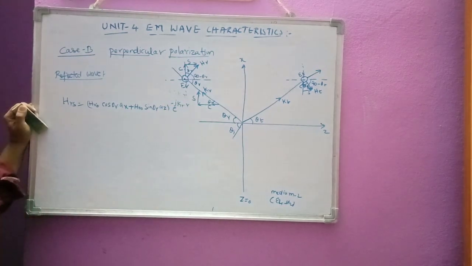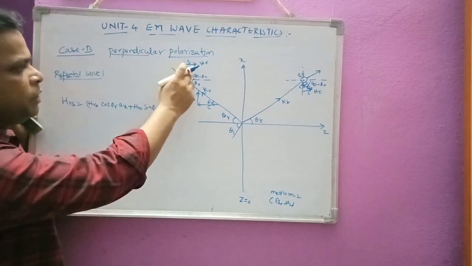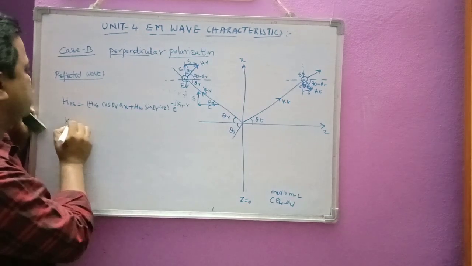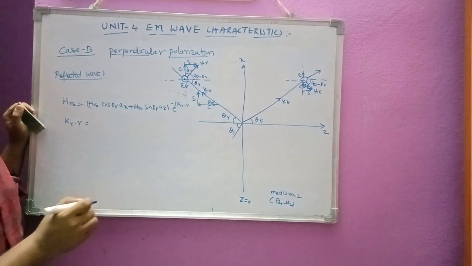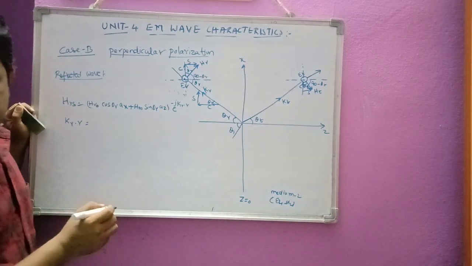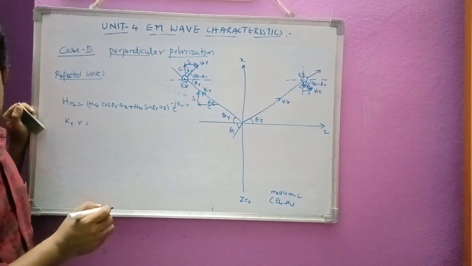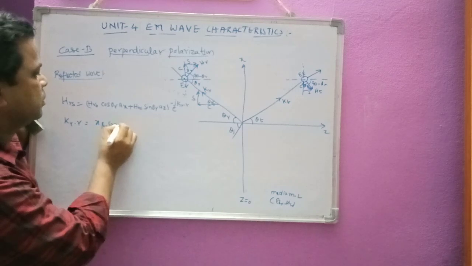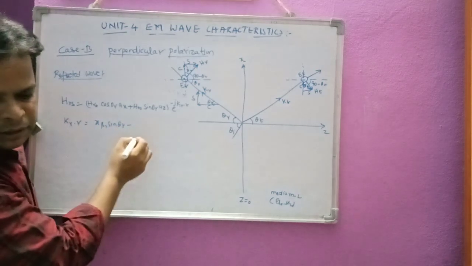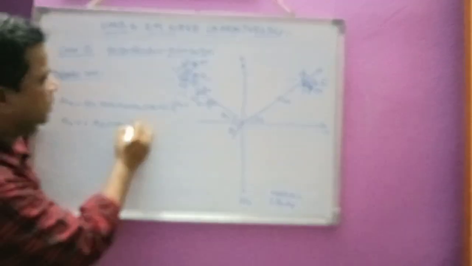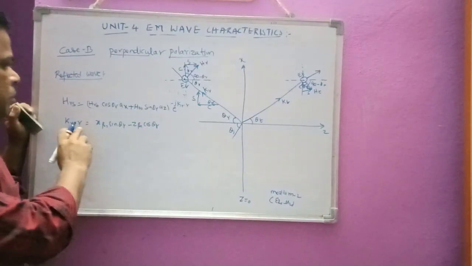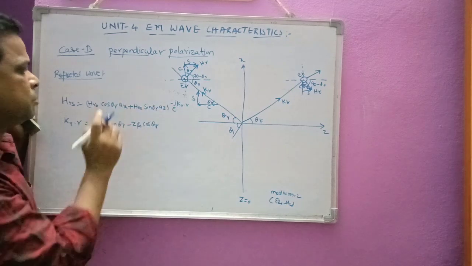So that kr dot r equation is going to be the same for the electric field what we have taken till just now. So this kr dot r vector is going to be the same here. That is x beta 1 sin theta r minus z beta 1 cos theta r. So till now we have derived this equation. We are going to substitute the same here.